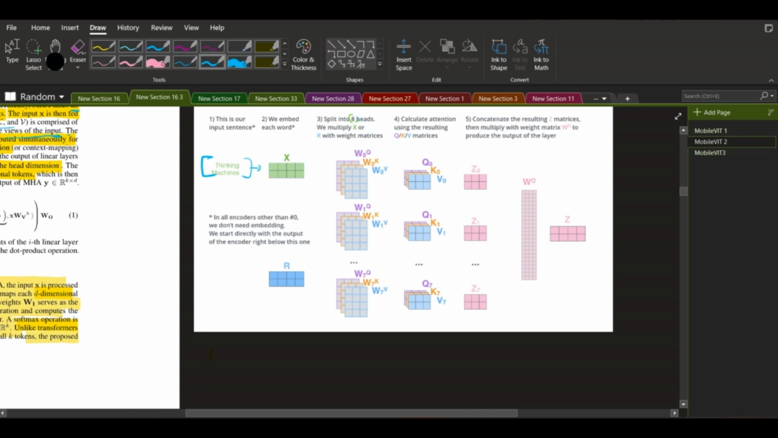Then in the original attention paper, they had 8 heads. So we're gonna split this into 8 heads. Then we multiply x by these weight matrices. Here we have query, key, and value. Then after that, we apply the self-attention for each head. Then we're gonna have the output. Then we concatenate all of these outputs to get a single output here, like so.